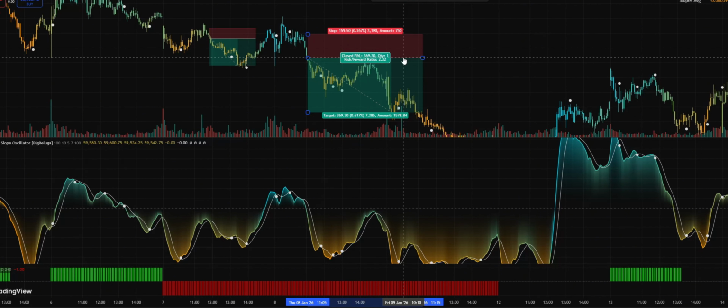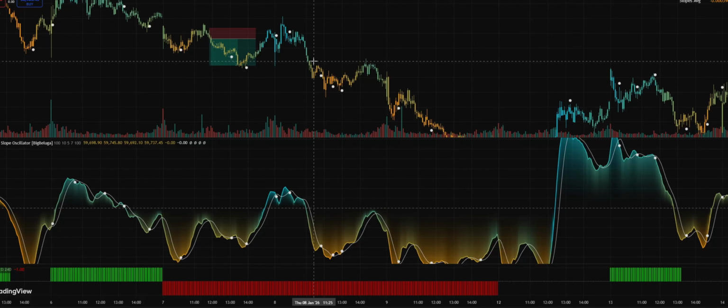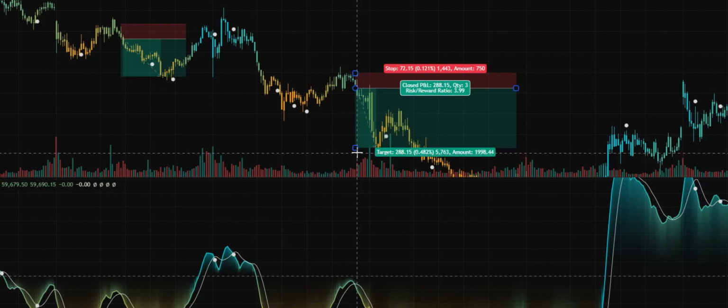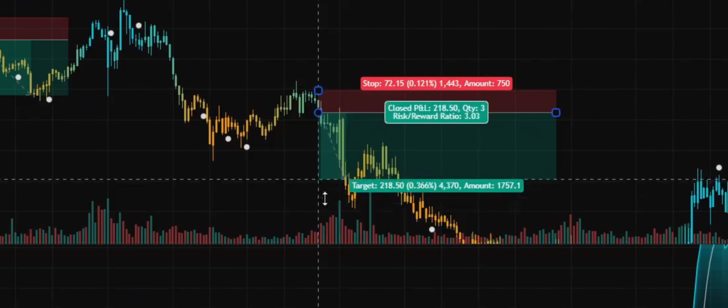Okay, and if you didn't take this trade because, again, this is a very aggressive trade, you can wait for the market to consolidate a bit. The oscillator line again crosses the signal line, so you can again take a short position here. Put a small stop loss above the swing high.